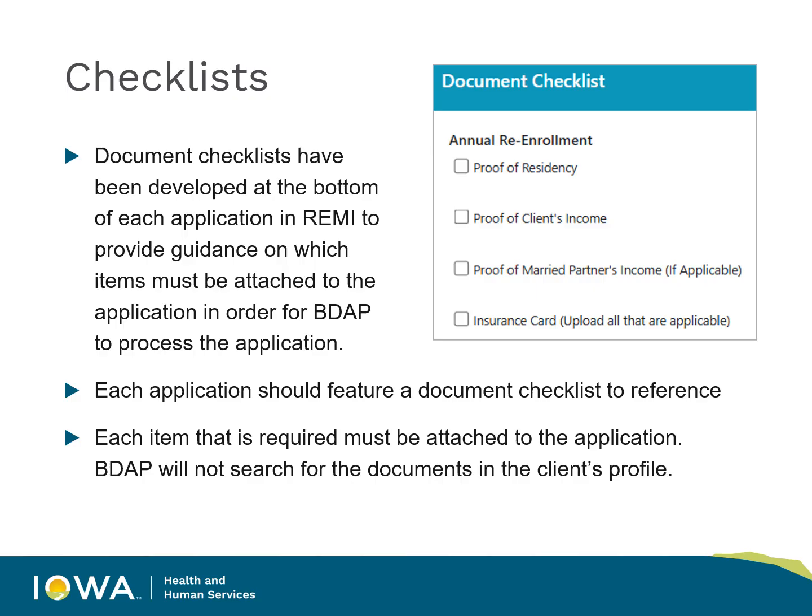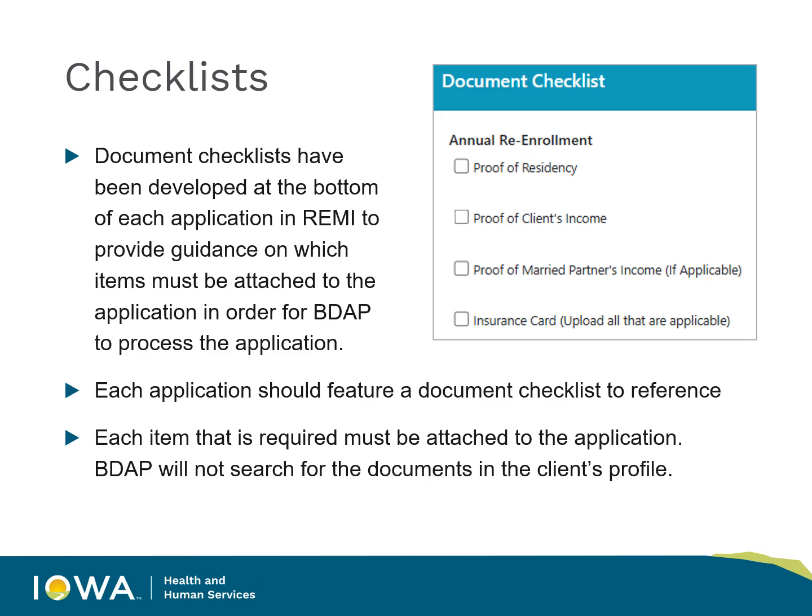For your convenience, document checklists have been developed at the bottom of each application in REMI to provide guidance on which items must be attached to the application for BDAP to process the application. Each application should feature a document checklist for reference, and each item that is required must be attached to the application. Simply uploading it into the client's profile is not sufficient enough. We will not search for documents in the client's profile.